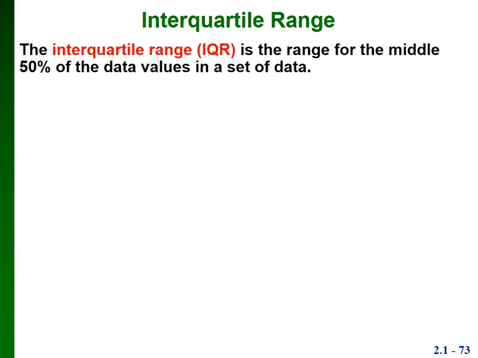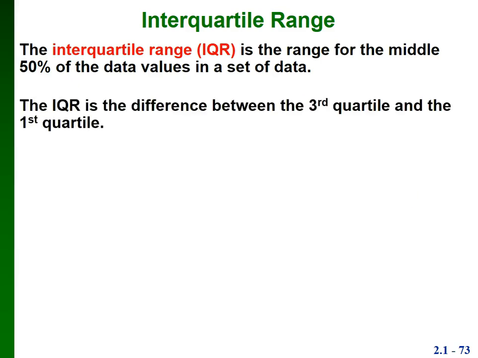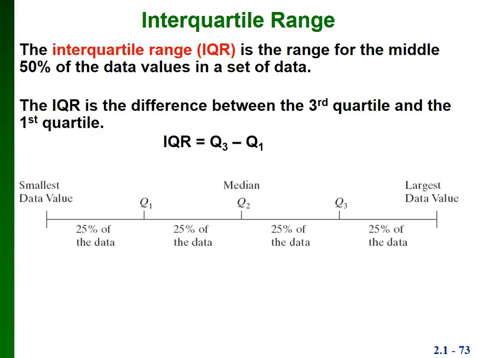We can also talk about the interquartile range. This is the range for the middle 50% of the data values in a set of data. So it's the difference between the third quartile and the first quartile. So here's a picture. Again, we've got our quartiles dividing our data set up into 4 equal parts. And the interquartile range just goes from the Q1 up to the Q3. So that gives us the middle 50% of the data values.